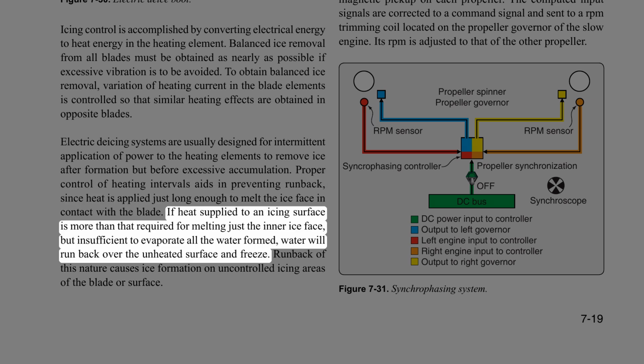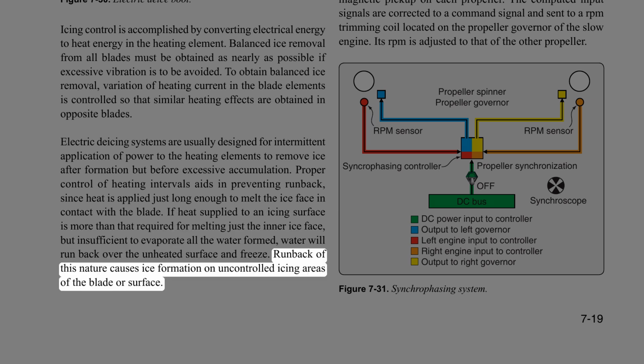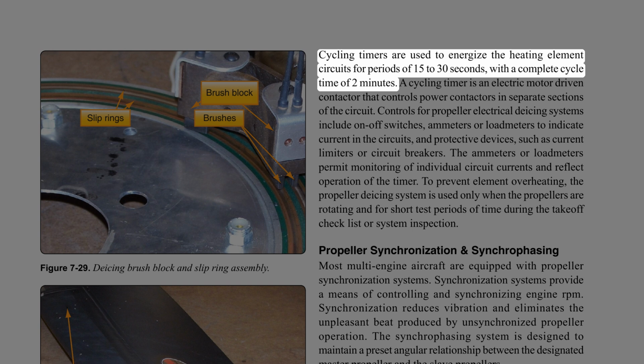If heat supplied to an icing surface is more than that required for melting just the inner ice face, but insufficient to evaporate all the water formed, water will run back over the unheated surface and freeze. Runback of this nature causes ice formation on uncontrolled icing areas of the blade or surface. Cycling timers are used to energize the heating element circuits for periods of 15 to 30 seconds, with a complete cycle time of 2 minutes.